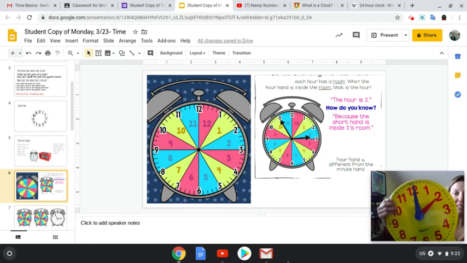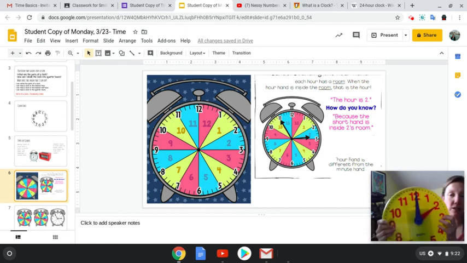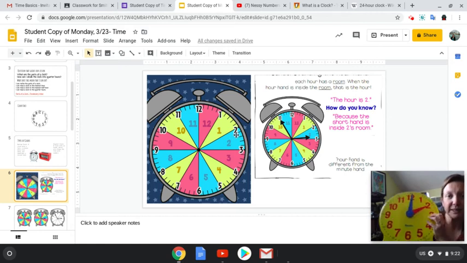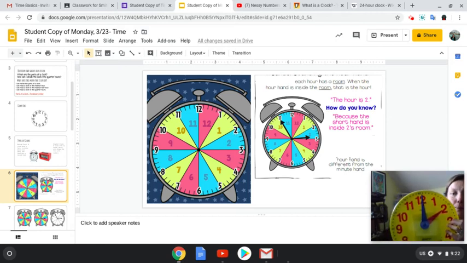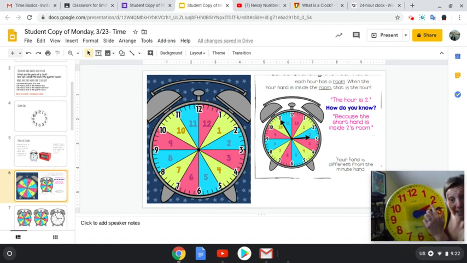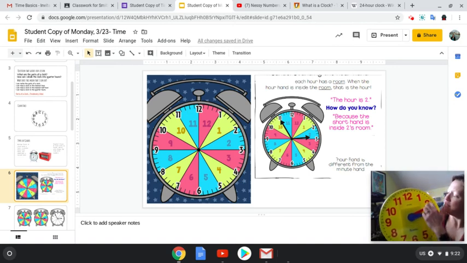Now you'll notice that we're in the twos room. This is why we say it's the twos room: anytime the minute hand is in between here, it doesn't matter, the hour is going to be 2 o'clock, because our hour hand, our short hand, is still in the twos room between the 2 and the 3.